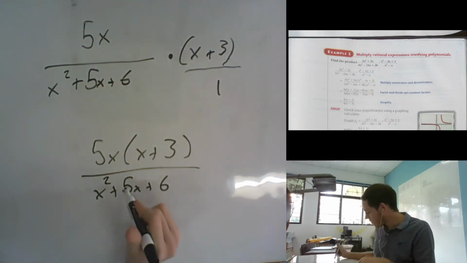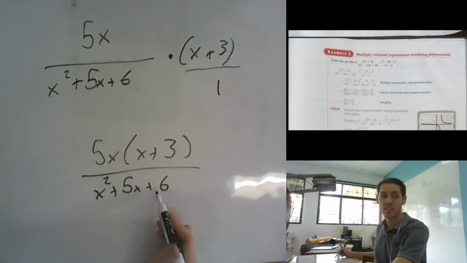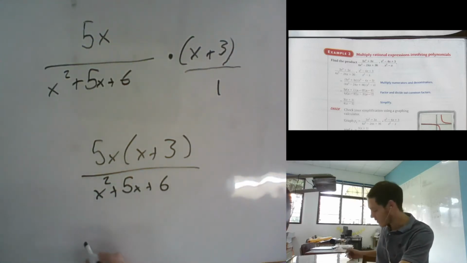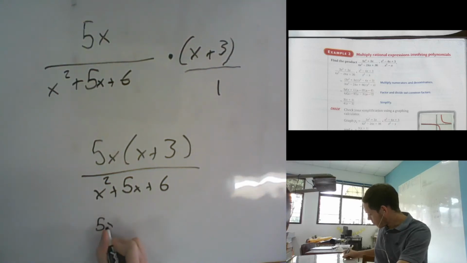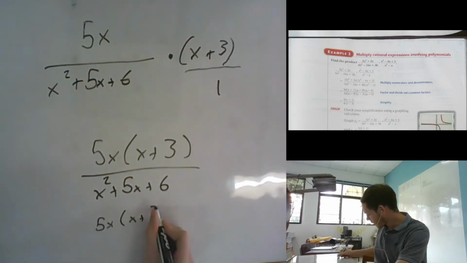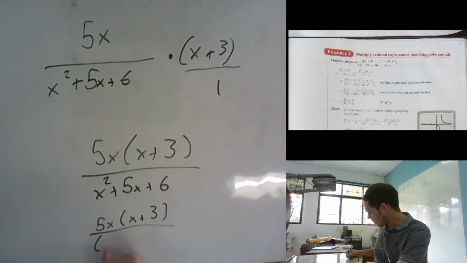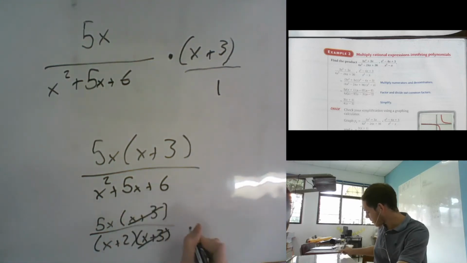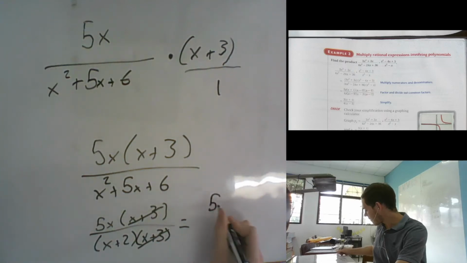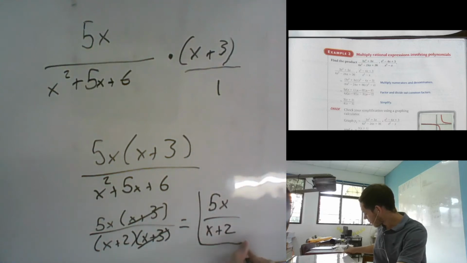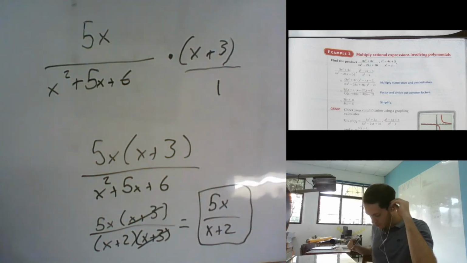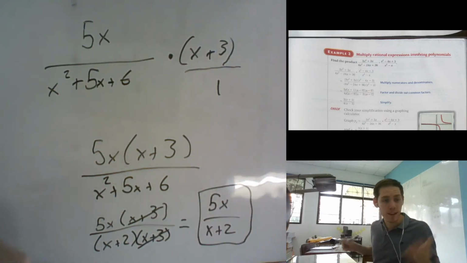So then we factor the bottom. What goes into 6, multiplies into 6, and adds in 5. So we get 2 and 3. So we get x plus 2 times x plus 3. And then what can cancel? X plus 3 and x plus 3. So our final answer is 5x over x plus 2. Okay? Okay, that would be that question.